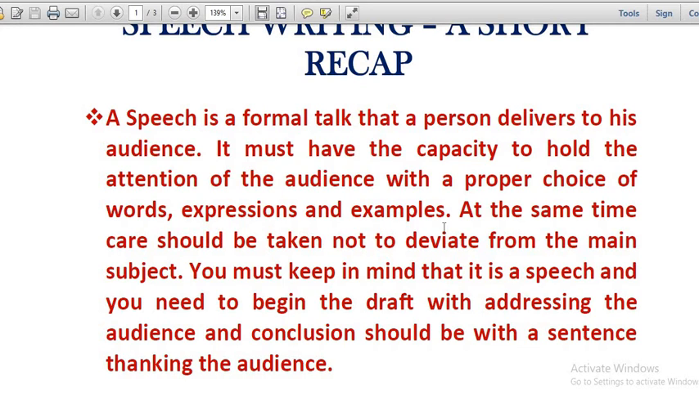At the same time, care should be taken not to deviate from the main subject. Yes, dear students, this is very important. We have to take the maximum care that we should not deviate from the main subject at all. Whatever the topic of the speech, we should primarily focus on that. We should not deviate from the main topic.